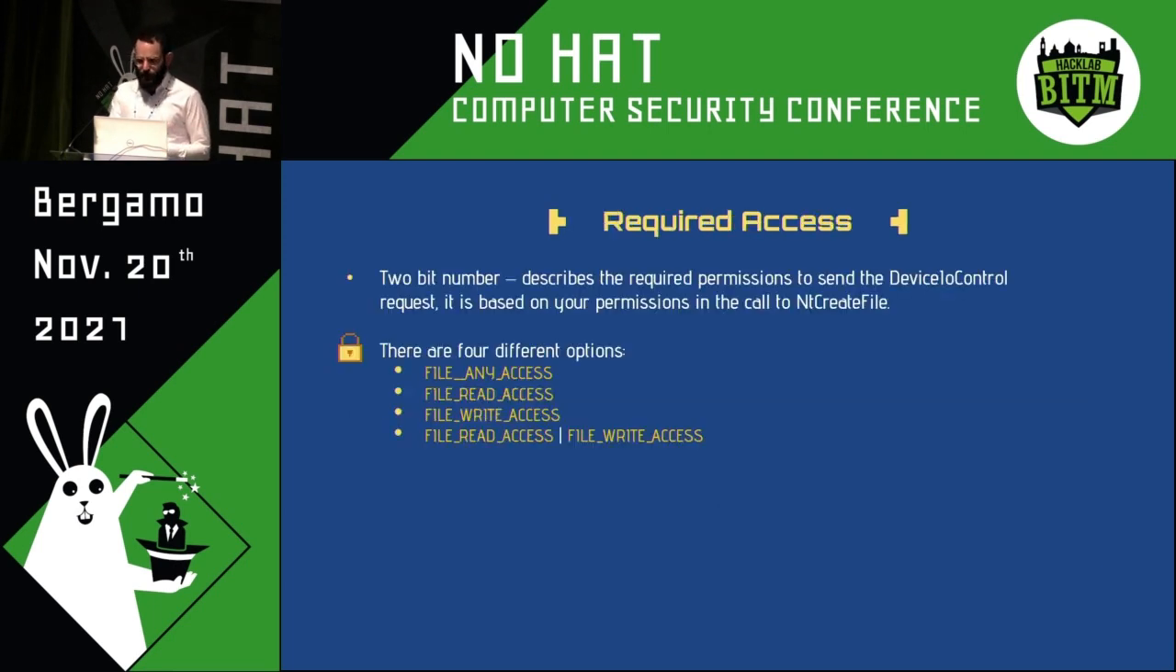We will start with the easy one, which is the required access. Now, the required access, as we said earlier, is a 2-bit integer, and it describes the required permissions to send to the device IO control request. And it corresponds to the permissions you open the device with. And you have 4 different options, of course, because it's a 2-bit integer number. If you don't have the relevant permissions and you do a device IO control request, then the IO manager, the kernel, will kick you out and your code won't be triggered in the dispatch routine in the kernel.